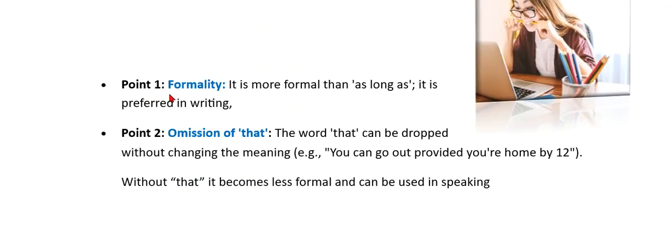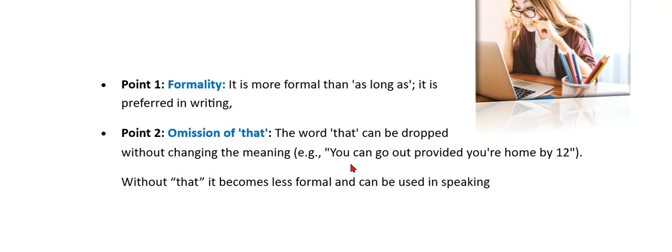Point number one, formality. Provided that and providing that is more formal than as long as, and it is preferred in writing. So its level of formality is high. You had better use them in writing. But if you want to make them less formal, remove that. Point number two, omission of that. The word that can be dropped without changing the meaning. It makes the phrase less formal and it doesn't change the meaning.